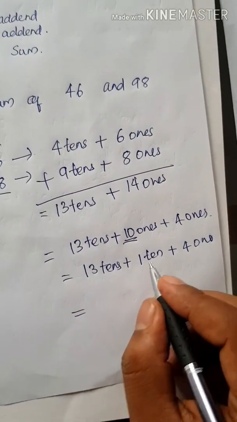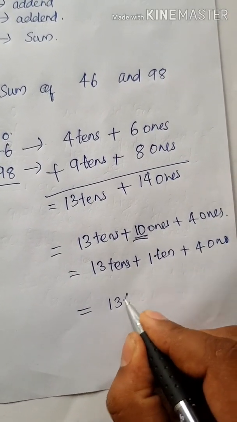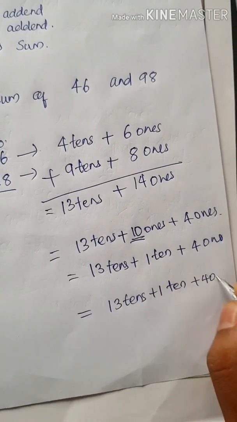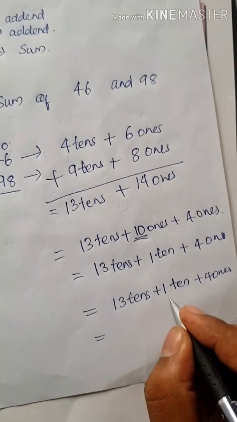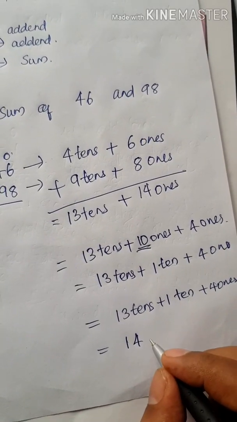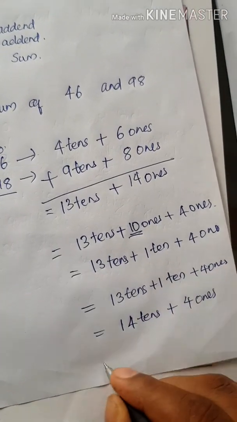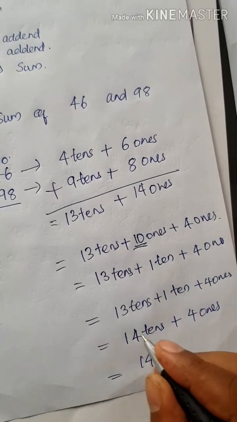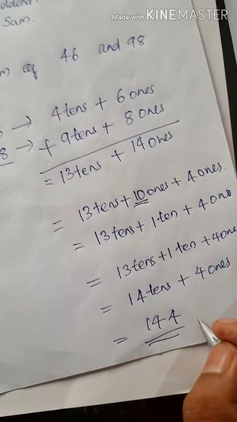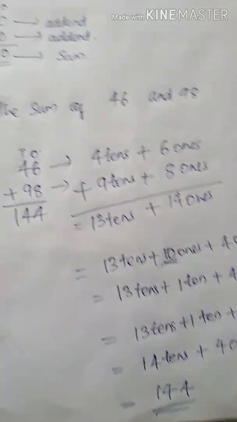And let's write like this. We can add these tens together. So 13 tens plus 1 ten plus 4 ones, and 13 plus 1 means 14 tens plus 4 ones. Here we got the number 144.